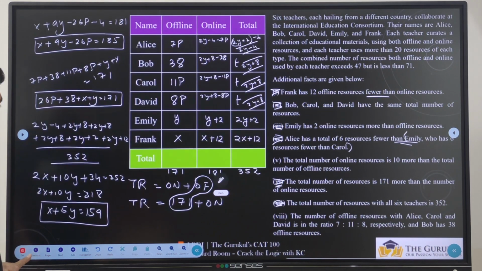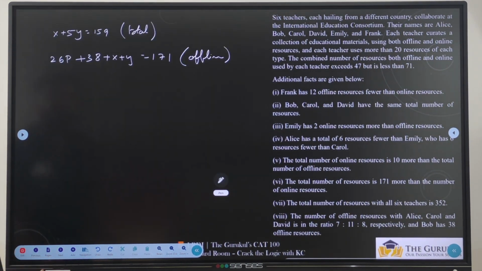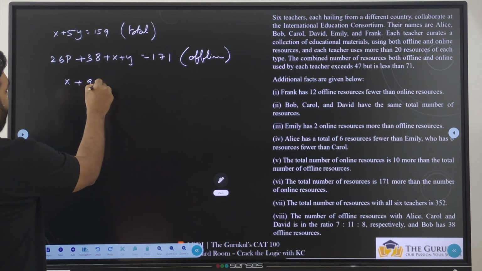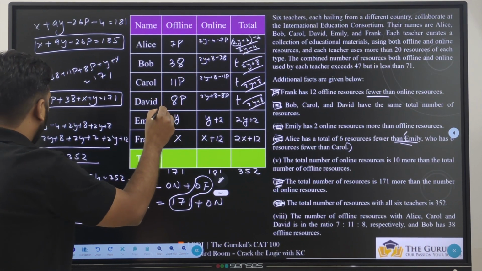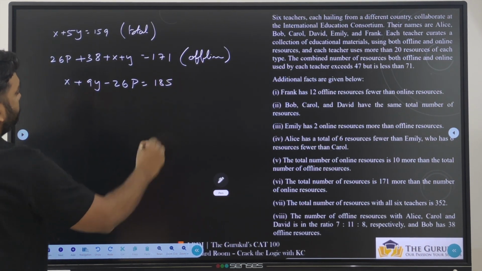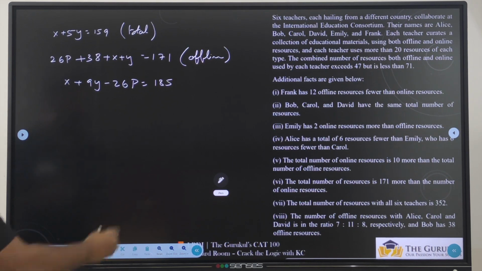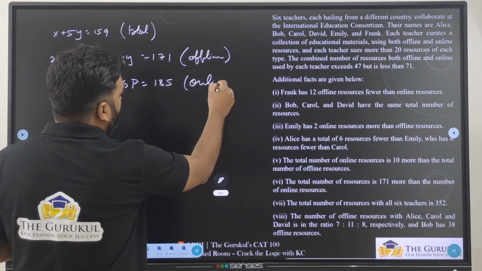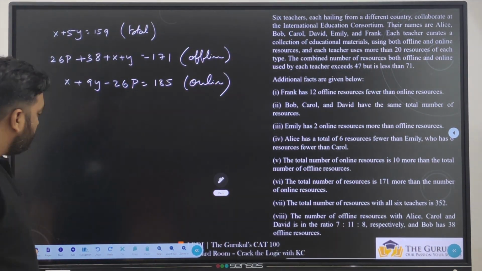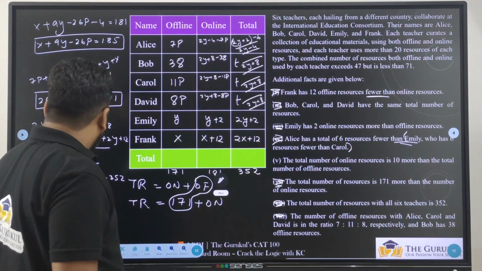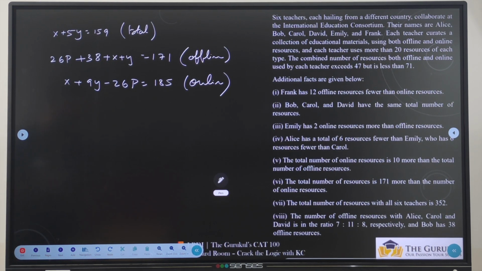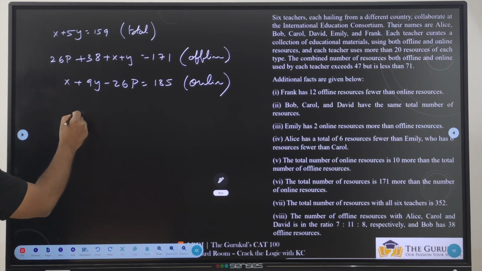Okay, and we need to do something for online. Online equation will be x plus 9y minus 26p. X plus 9y minus 26p is equal to 185. This is for online. Now the only statement which we did not use here is statement number 5, that is total number of online resources is 10 more than the total number of offline resources.